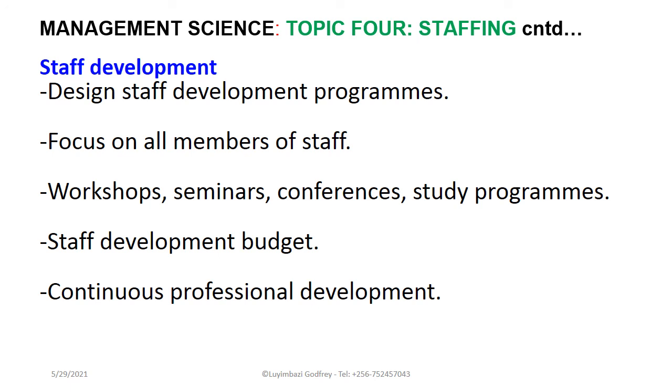Now, some members of staff in the organization may require to advance academically, so the human resource manager must design academic study programs meant for these members of staff. And it's always important that the organization budgets for staff development. A staff development budget must be present within a sensible organization. All sensible organizations have what we call staff development programs, and these programs are clearly budgeted for.